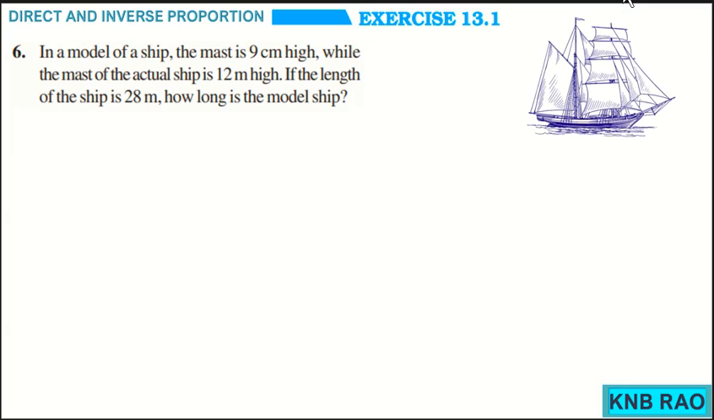Now, coming to question number 6. In a model of a ship, the mast, see this mast is nothing but this portion. This portion is called the mast. Normally, this mast decides the direction that the ship moves. If you want to move the ship, the mast direction will be changed. Based on the wind, the mast will take you in the direction. While the mast of the actual ship is 12 meters high, in the model it is 9 centimeters.